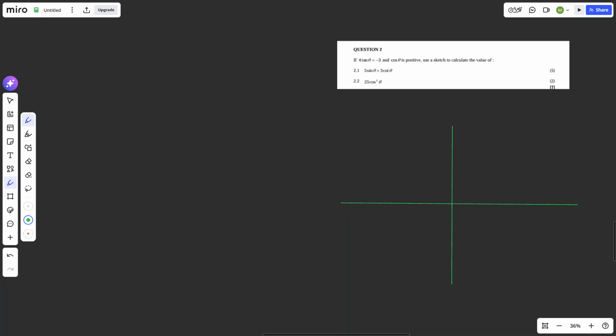So in today's video, we'll be doing a bit of trigonometry. So we are given 4 tan theta equal to -3, and we are told that cos of theta is positive. Okay, so now we can use a sketch to calculate these values here for 2.1 and 2.2.